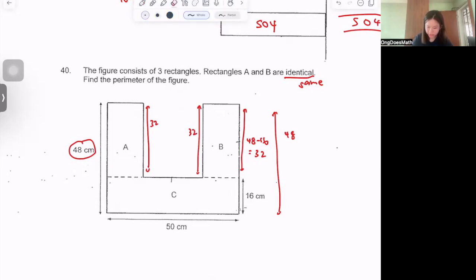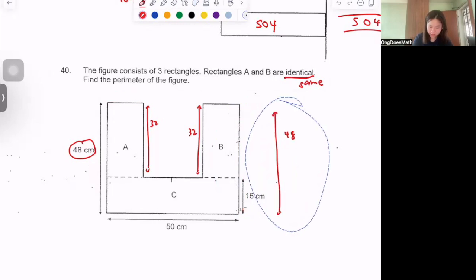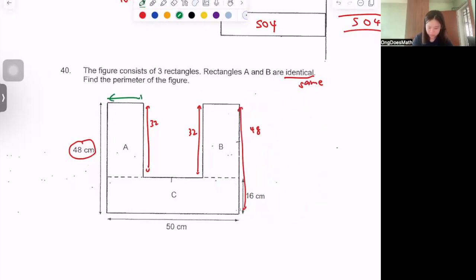So erase this part. You can just take this part as 48. Okay, so now we have to deal with the green parts. The 3 green parts will simply add up to 50. So here, and here, add up to 50.